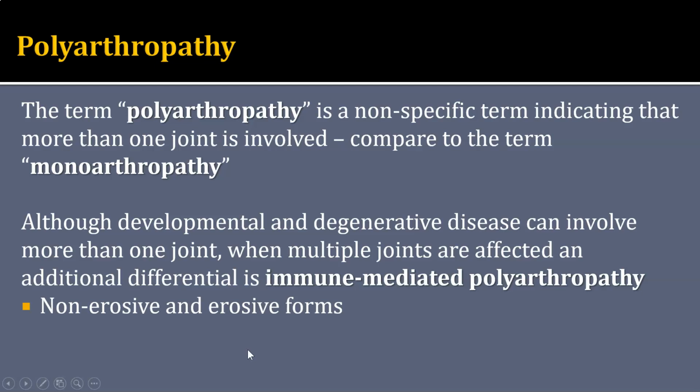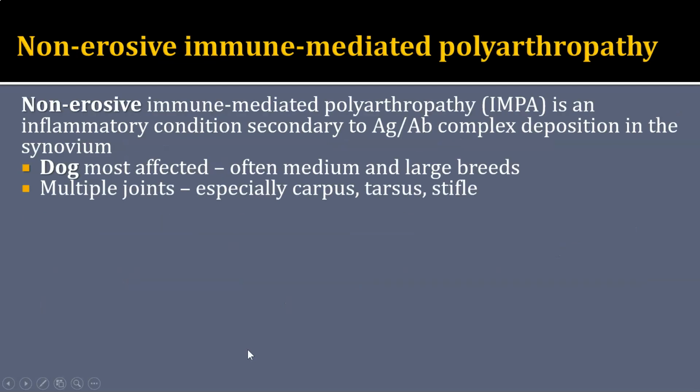And there are both non-erosive and erosive forms, and there will be some radiographic findings that might help us distinguish between the immune-mediated arthropathies and the degenerative or developmental arthropathies. So let's start with immune-mediated polyarthropathy in its non-erosive form. You may also hear people refer to this as IMPA, which is immune-mediated polyarthropathy for short.